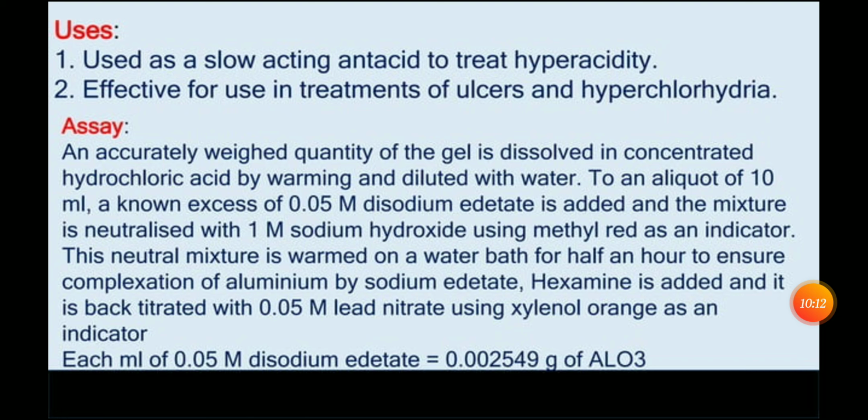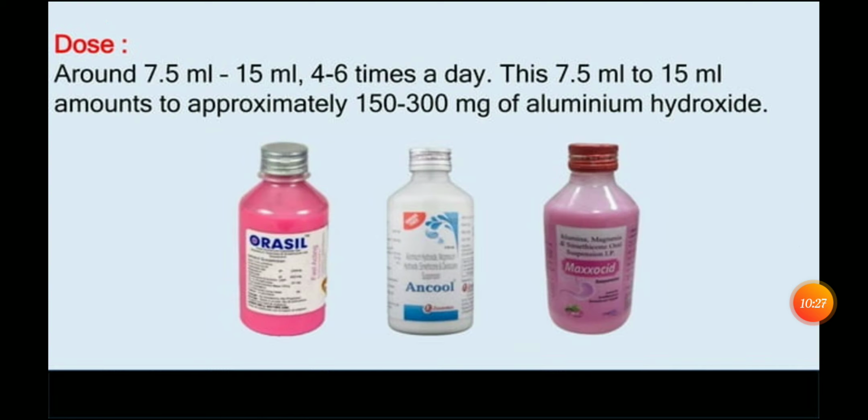So what will you get? In the assay, each ml of the 0.05 molar disodium edetate is equal to 0.002549 gram of aluminum hydroxide gel. So this is the assay.